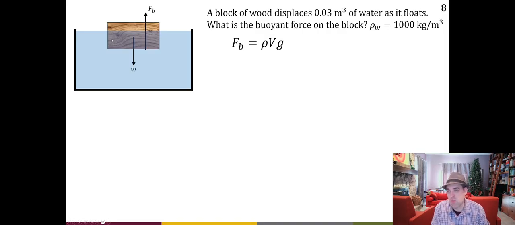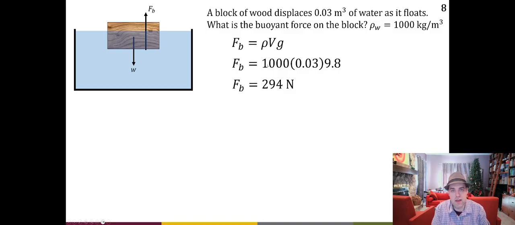So here we have this block of wood that is now floating. We have the weight of the wood and the buoyant force. And let's say the block of wood displaces 0.03 meter cubed of water as it floats. So that's just this volume here, just the water that's displaced, not the volume of the wood. And we want to know what the buoyant force is here. Well, we have our buoyant force equation, rho Vg. Again, the density of water is 1,000. So we have 1,000 times the volume displaced, which is 0.03, times g, which is 9.8. We arrive at 294 newtons.